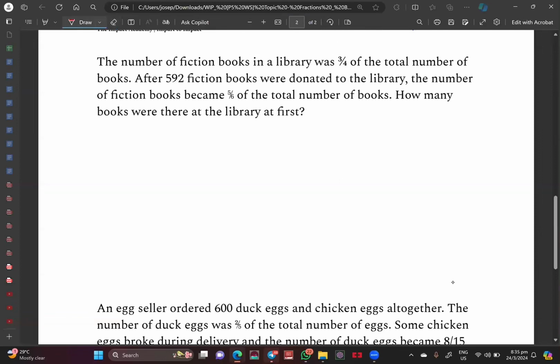Hi everyone, today we are looking at a question like this. Now, if you're a P5 student, then this is a must know, okay?